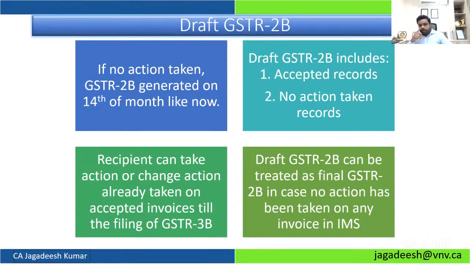Okay. So draft GSTR-2B is treated as final in case we have not taken any action on any invoice. Let's say I have not taken any action in the IMS and my 2B is generated on the 14th, and I have filed it in 3B. In that case, my 2B is final if I have not taken any action.